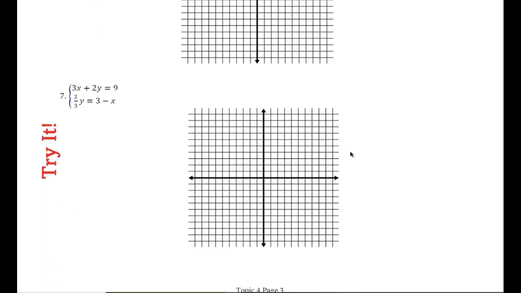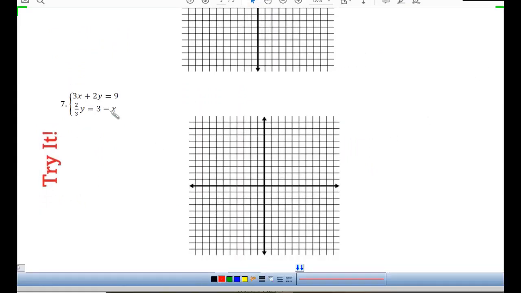Okay, give number 7 a try here. So again, we're going to go ahead and rearrange these. So I'm going to subtract that 3x first and bring it over. So I minus 3x from both sides. Then we'll divide everything by 2. So there's 1. We'll go ahead and graph that.